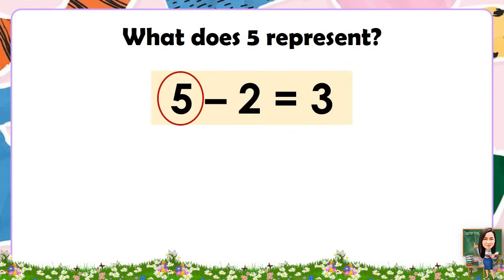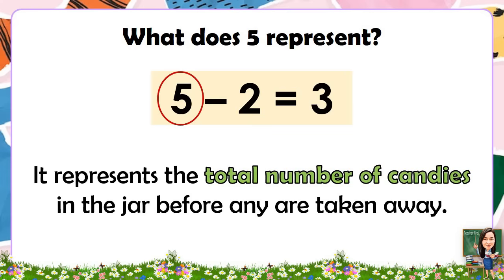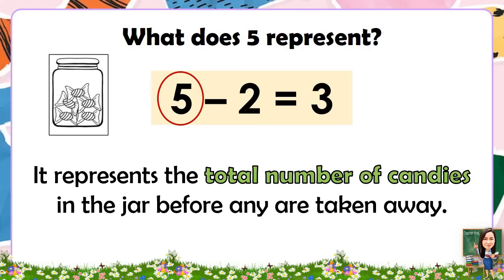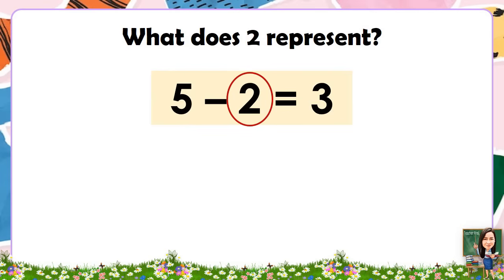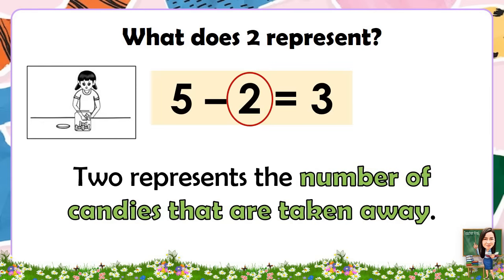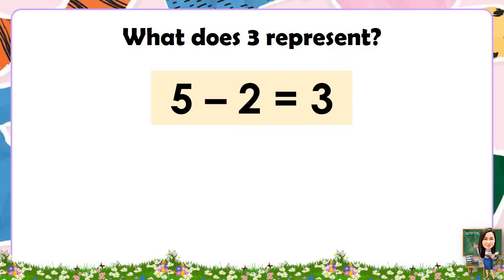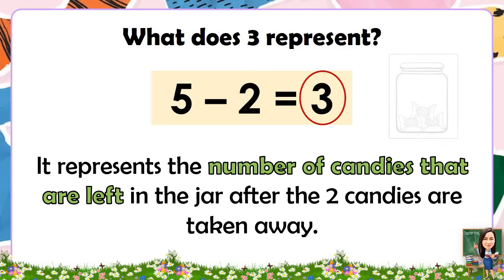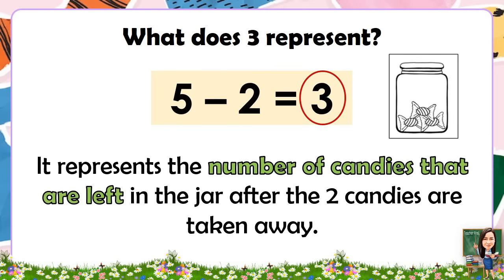What does 5 represent? It represents the total number of candies in the jar before any are taken away. What does 2 represent? 2 represents the number of candies that are taken away. What does 3 represent? It represents the number of candies that are left in the jar after the 2 candies are taken away.